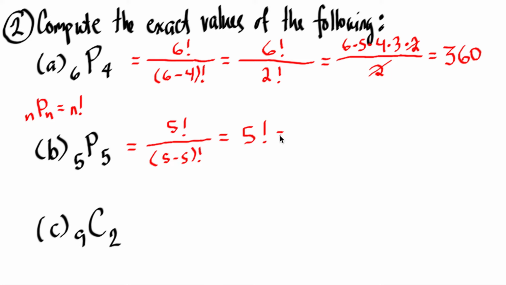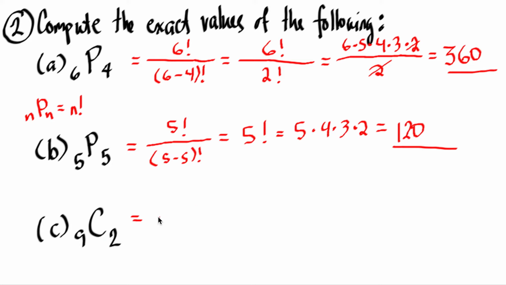So 5 factorial is 5 times 4 times 3 times 2 times 1. Let me write it down so that we can compute mentally. We don't need to write 1, right? 5 times 4 is 20, 20 times 3 is 60, 60 times 2 is 120, so that you can see. So that's our answer for number 2. Number 1, number 2. Let's proceed to number 3.